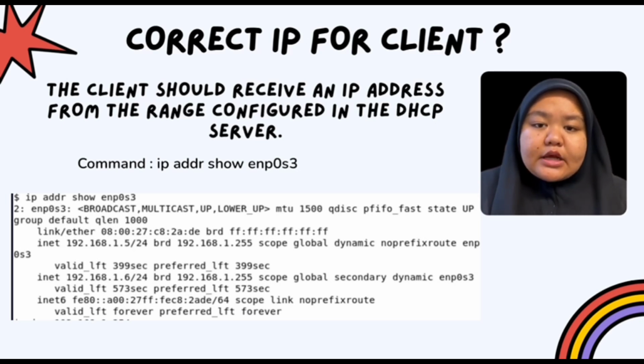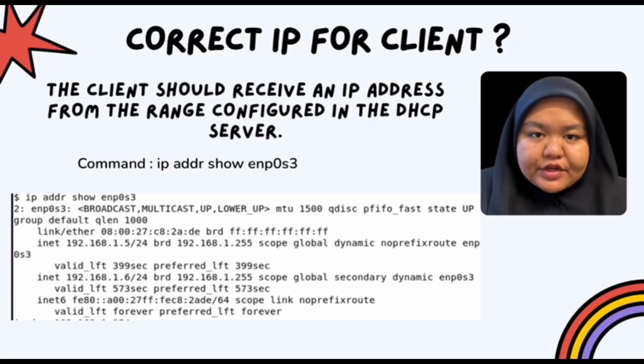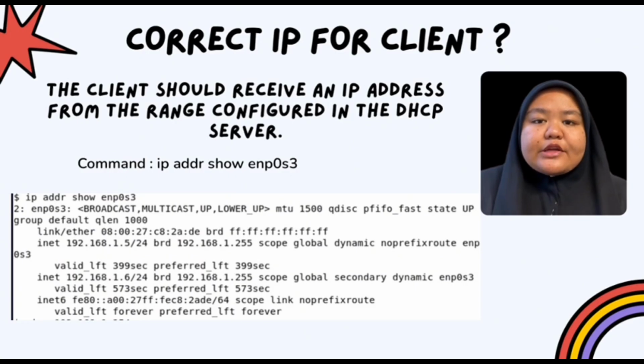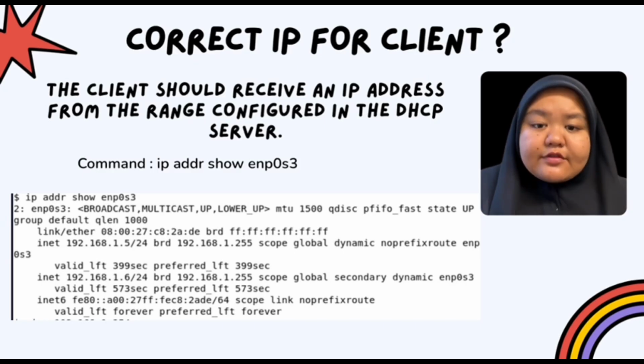For example, it received 192.168.1.5. This IP address indicates that the DHCP server has successfully leased an address to the client. If the client receives an IP address outside the configured range, it may indicate a configuration problem or another DHCP server on the network. Therefore, verifying the assigned IP address is important to ensure the DHCP server is functioning correctly.